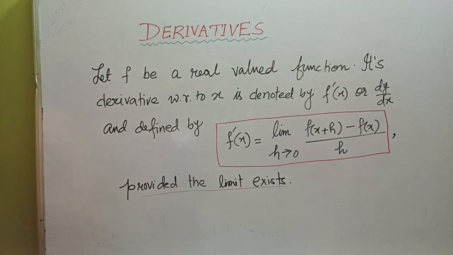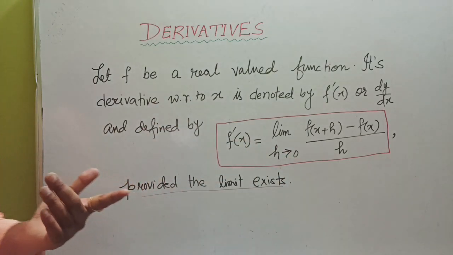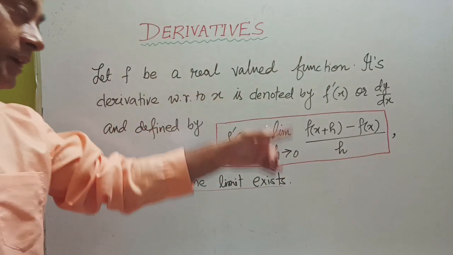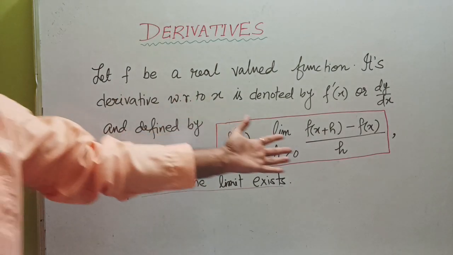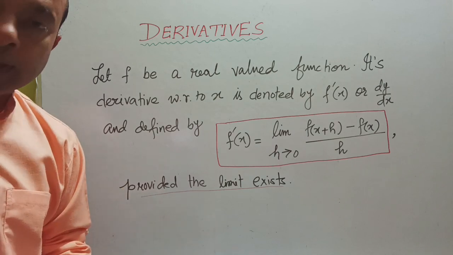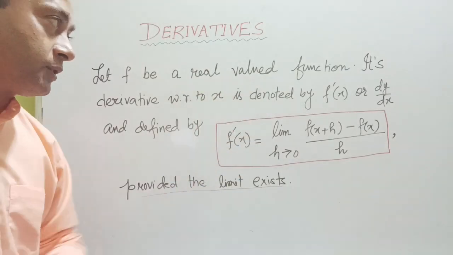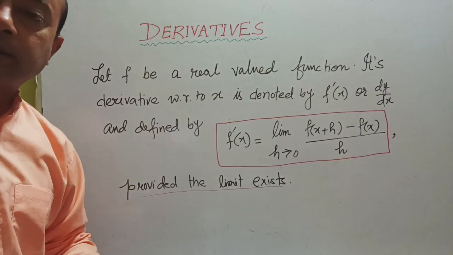The limit has to exist because sometimes if this limit does not exist we will say that the derivative doesn't exist. Okay, if this limit exists, then whatever expression we get after evaluating this limit, as in our previous topic, that expression is called the derivative of this function with respect to x.